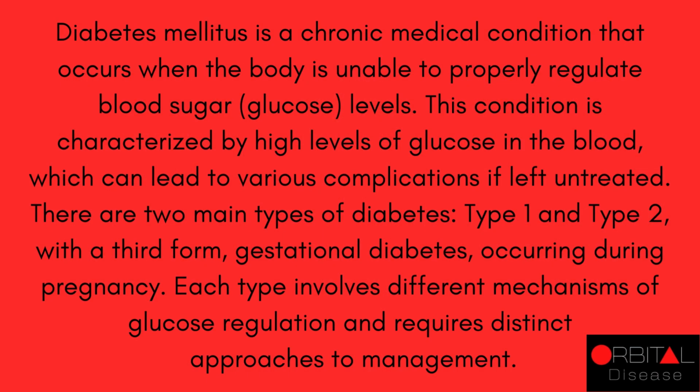Diabetes mellitus is a chronic medical condition that occurs when the body is unable to properly regulate blood sugar, glucose, levels. This condition is characterized by high levels of glucose in the blood, which can lead to various complications if left untreated. There are two main types of diabetes, type 1 and type 2, with the third form, gestational diabetes, occurring during pregnancy. Each type involves different mechanisms of glucose regulation and requires distinct approaches to management.